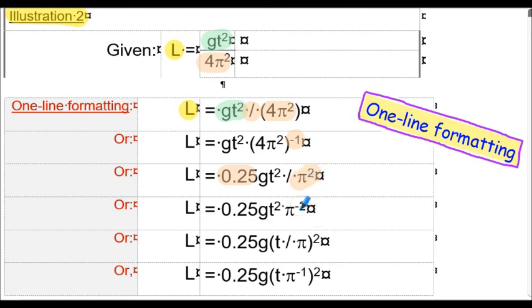Next, I've just used the -2 index. Instead of dividing by pi squared, I'm multiplying by pi to the -2. On the next line, if I wanted to, I can encase the t divided by pi in a bracket and square the bracket. And on the final line, I've simply raised the pi to the -1 index. So lots of variations there on how you can express the original 2-line equation formatted in this table here into 1 line.